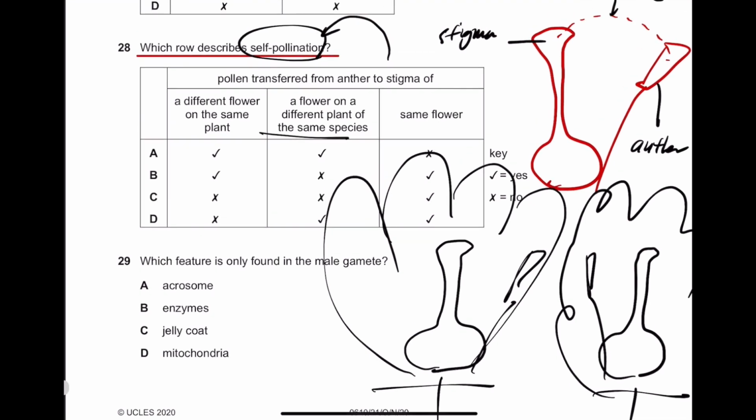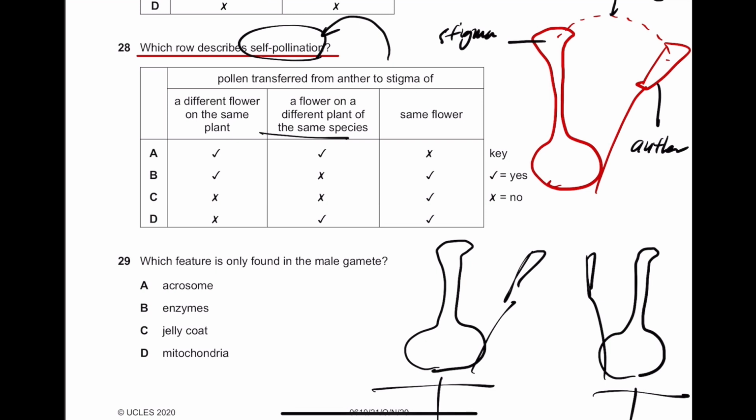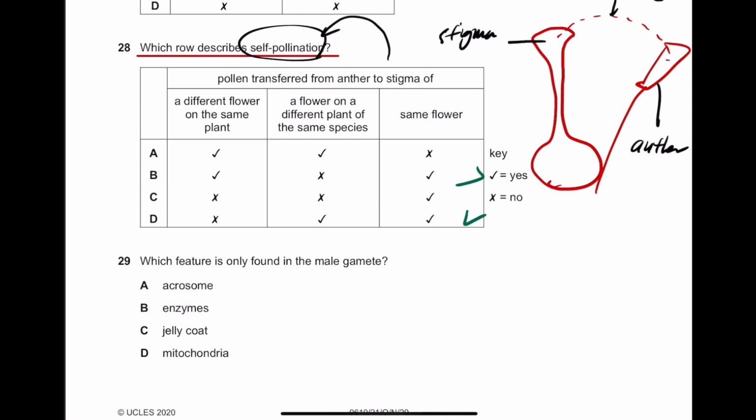So the second one means that the pollen is moving from here to here. This one refers to this. So it's not self-pollination. This is cross-pollination. Same flower, yes. So B is the answer for this one. The middle one is not the right description for self-pollination, but these two are. So B is the right answer.